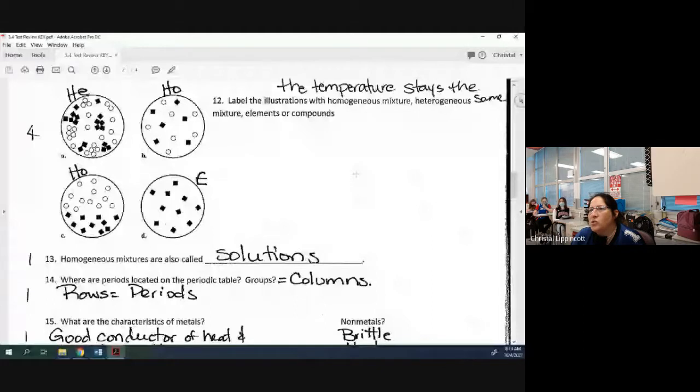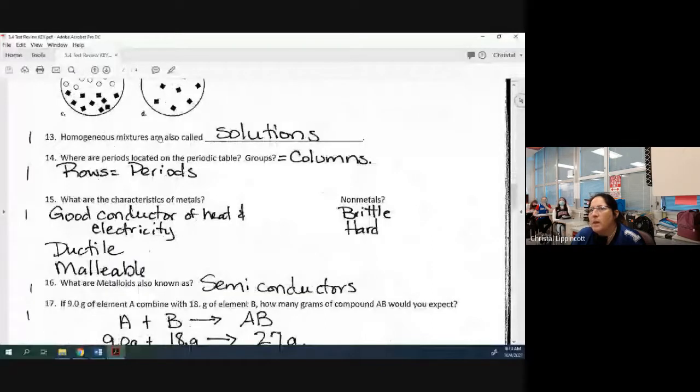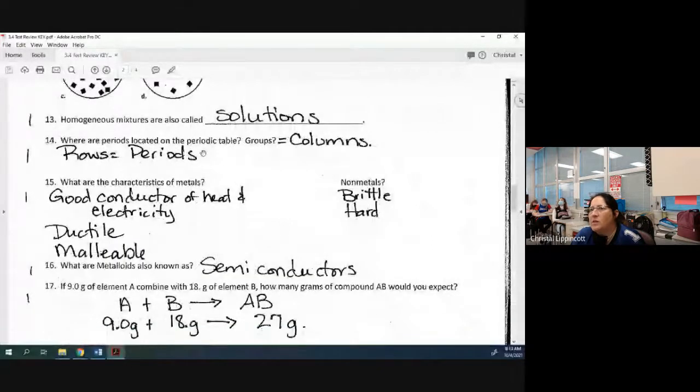Homogeneous mixtures are also called solutions. We have periods on the periodic table, and the rows are called the periods, and then groups are your columns. They're also called families sometimes. And they do have things in common, and as we get into chapter, I believe it's chapter 6, we learn why that's the case.